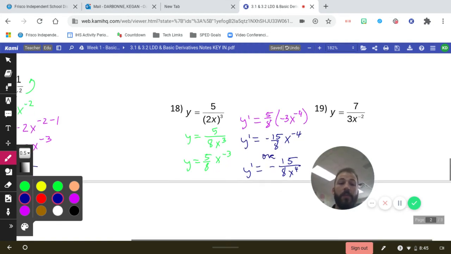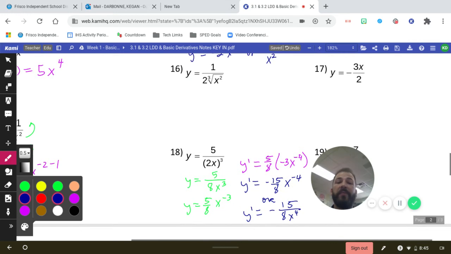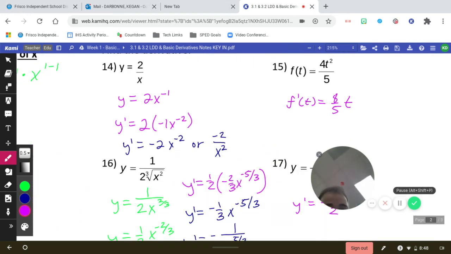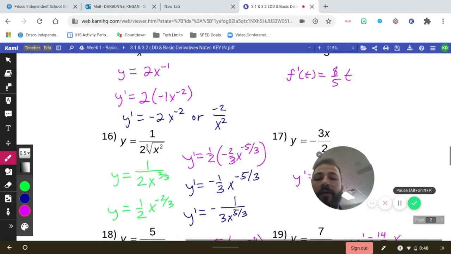Okay, I'm going to let you all try and do the rest of them. I'm going to pause the video real quick, and then you can check your answers at the end. All right, y'all, so over here for 15, we have 4t squared over 5, so that 2 comes down. We get 8/5 t, okay? 2 goes down to 1.